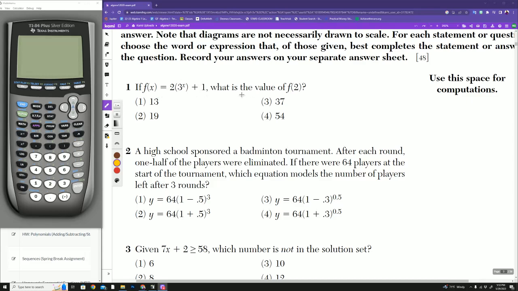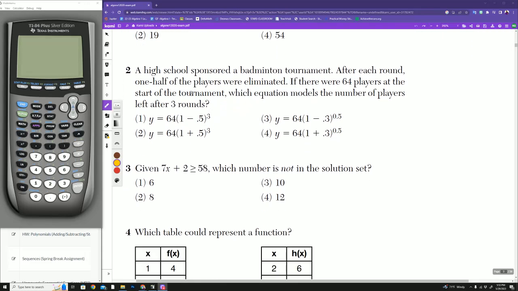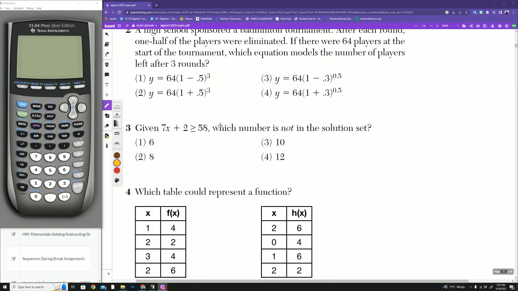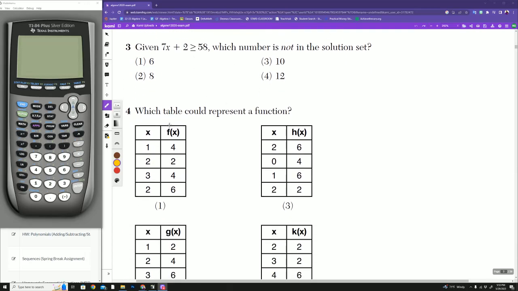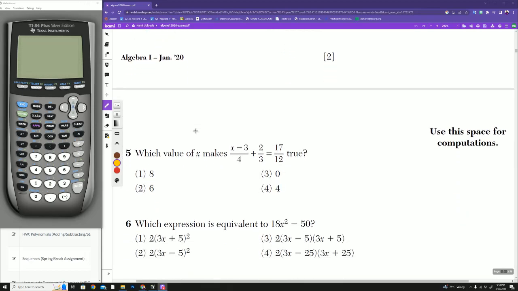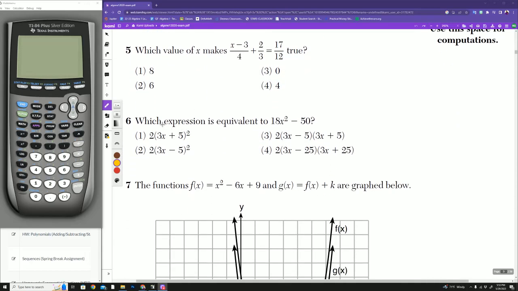I don't see equal or equivalent. I'm going to move on. Equal and equivalent's not here either. This is solution set. Moving on, over here. So we have expression is equivalent. So now that I see these words, I know I can use the calculator to solve it.